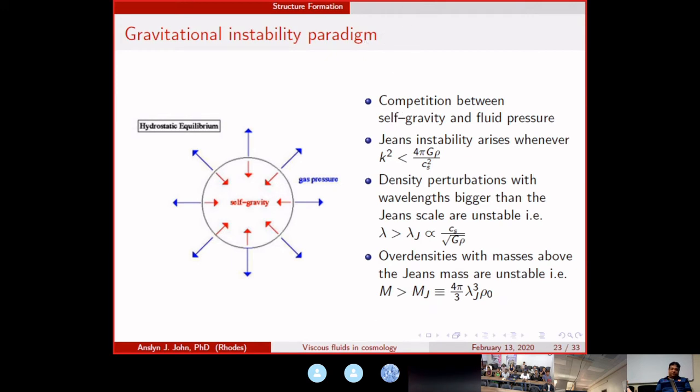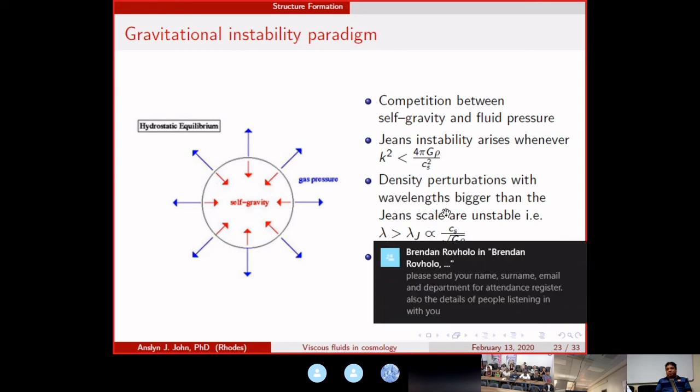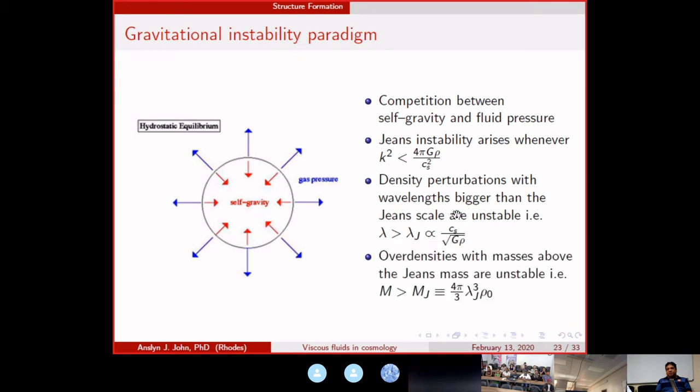Okay, so the Jeans instability shows up whenever the wave numbers are below this value, which is determined by the density of the fluid, as well as its sound speed. If I perturb the system, if I make part of it slightly more dense than the rest, and these density perturbations generate waves where the wavelengths are larger than the so-called Jeans scale, lambda J, then they will become unstable, they'll grow exponentially. Equivalently, if you look at the overdensities where the enclosed masses are above the Jeans mass, those will become unstable. So there's a fundamental limit as to how much mass you can compress into a volume before it starts to become unstable. Okay, so that's the main idea of the Jeans instability.